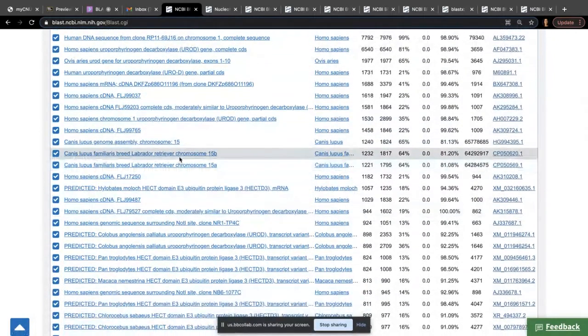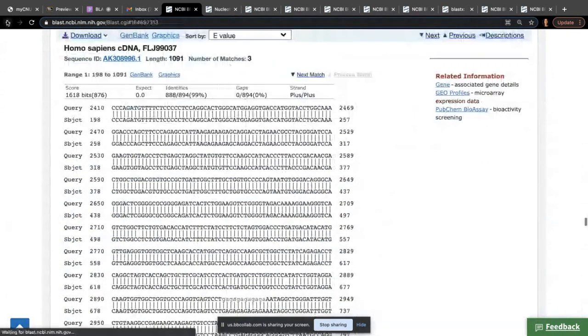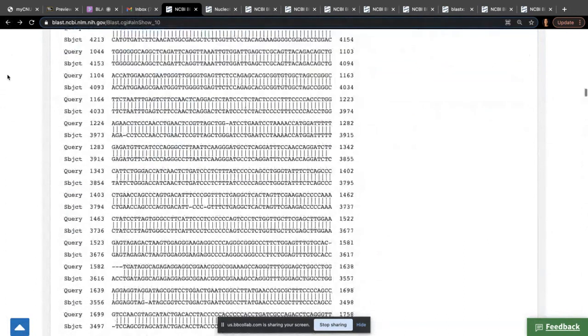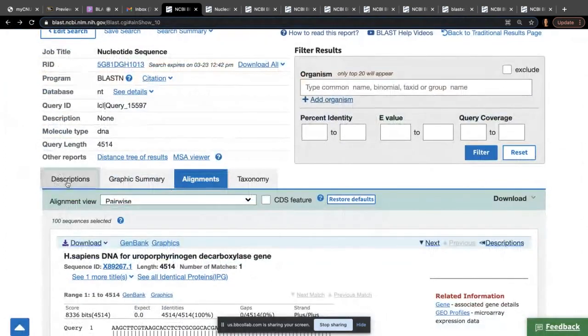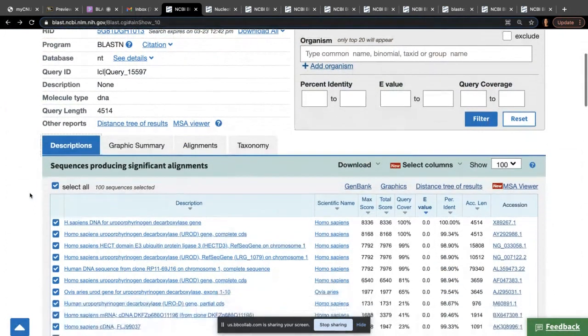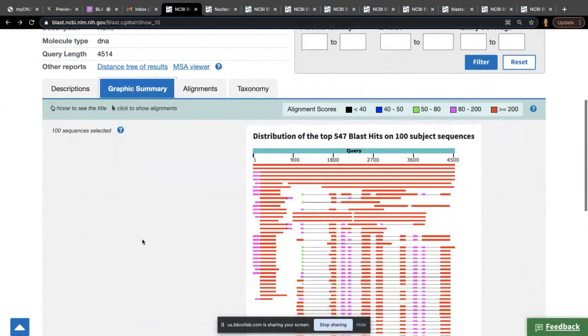And this one here just says which chromosome it belongs to. It doesn't tell you whether it's a gene, whether it's transcribed, or whether it's translated. Oh, I didn't mean to click on that. It's not going back, so I'm going to go back from the top. I was here on descriptions. The other place where I can look at where the matches are is the graphic summary.